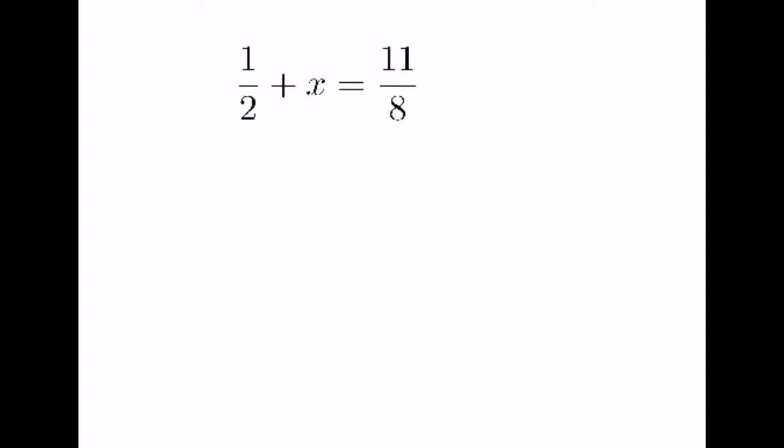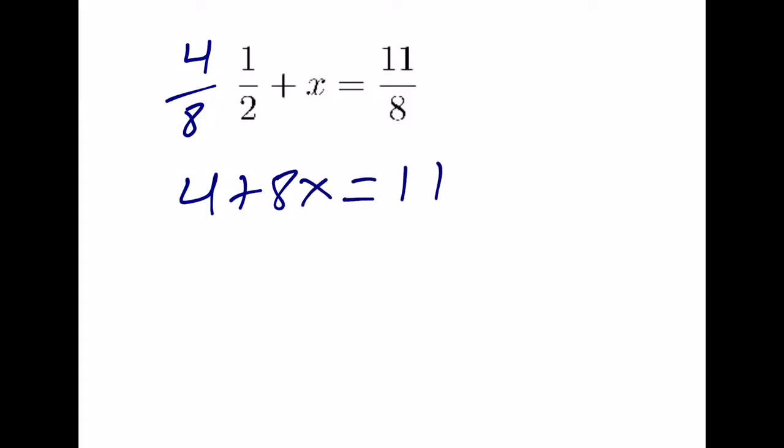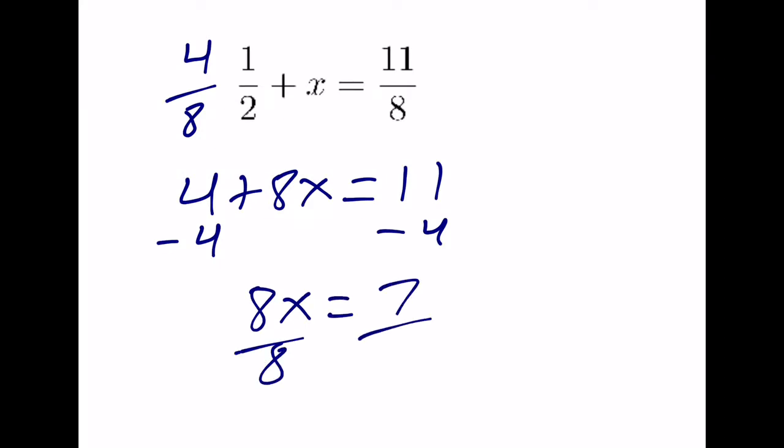For this next one, we're going to change 1/2 into 4/8 by multiplying both by 4. That way we can multiply all terms by 8 and cancel out the fractions. So we have 4 plus 8x is equal to 11. Then we can subtract 4 from both sides, and we have 8x is equal to 7. When we divide both sides by 8, we have x is equal to 7/8.